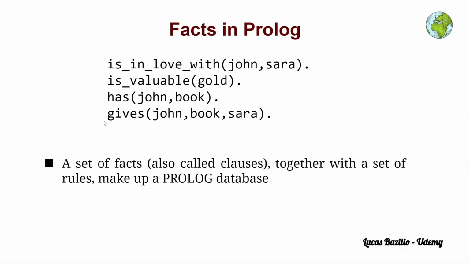Finally, we have this last fact in here, in which John gives the book to Sarah. The relation name is gives. And how many arguments do we have? Well, we have actually 3 arguments in here. The first one is John, the second one is book, and the third one is Sarah. And we terminate this fact with a final period. The interpretation here is that the first argument takes the second argument and gives it to the third argument. So here John takes the book and gives the book to Sarah.